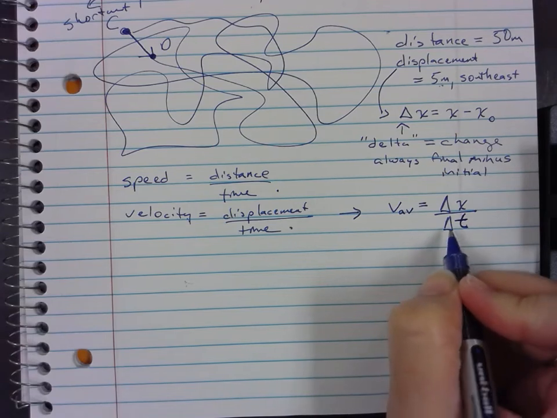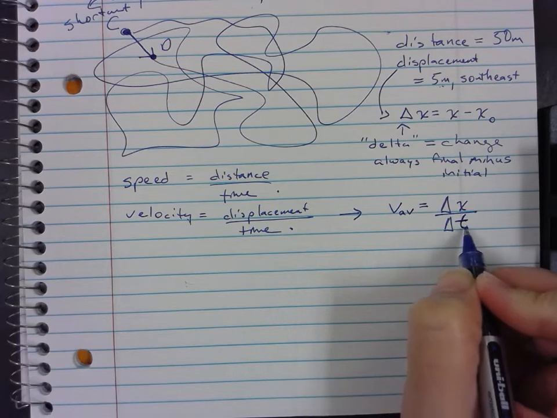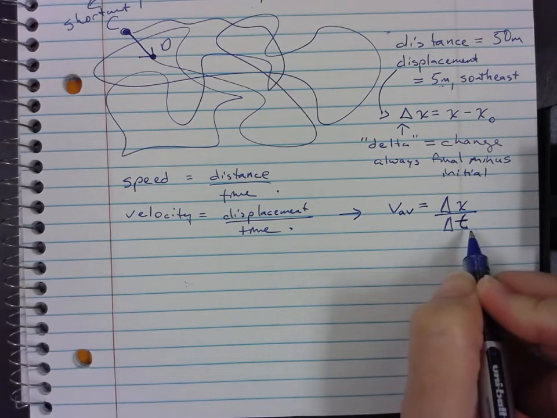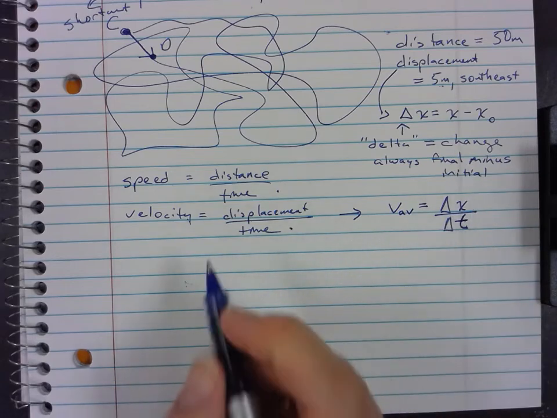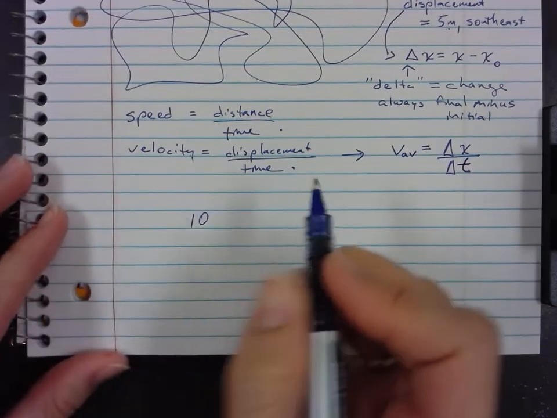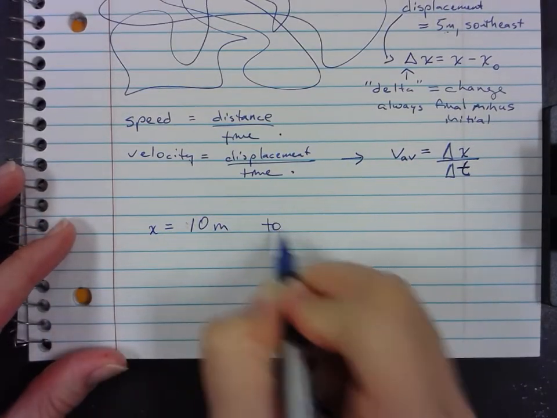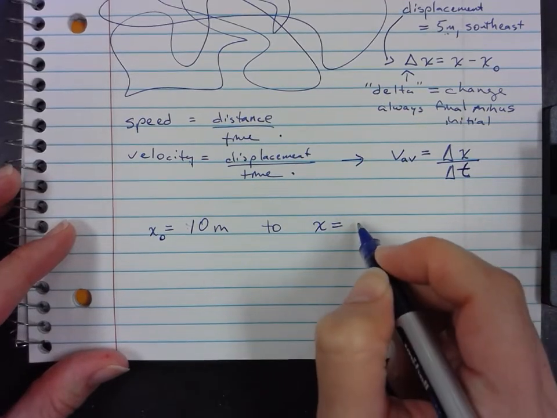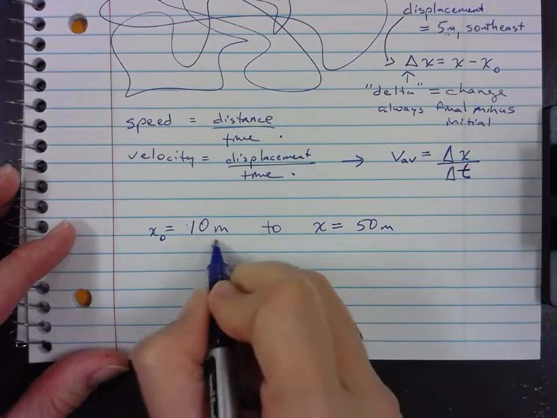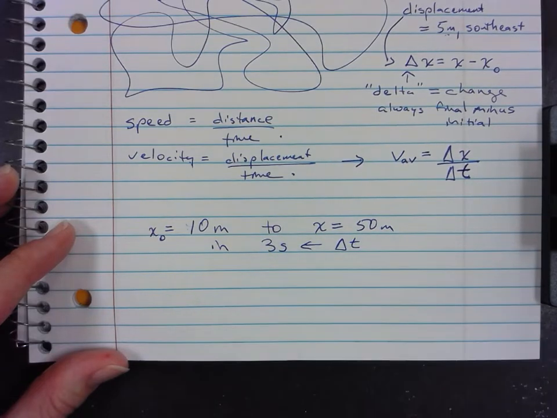We really, in this course, this delta t becomes very important. We just wrote it usually as t last year. So change in time meaning change in time on a clock. So if I say you're located at 10 meters on the x-axis, and that's your initial position, and you go to x equals 50 meters in 3 seconds, that is your time interval.